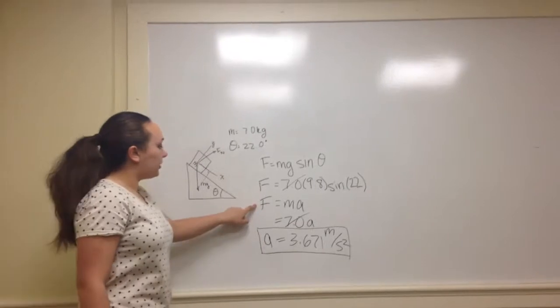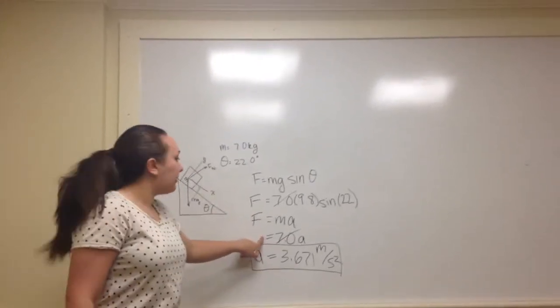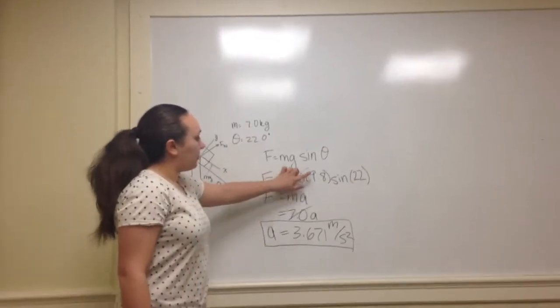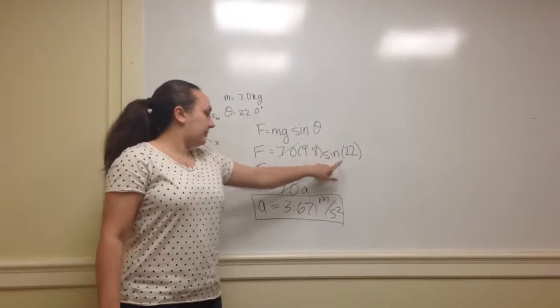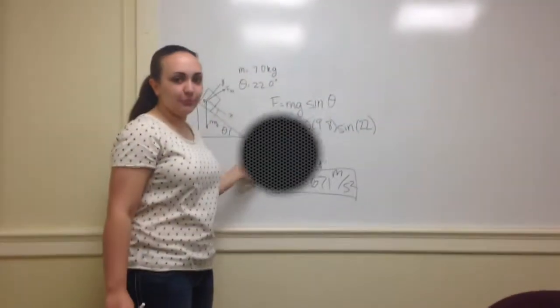And we know that that answer is equal to ma. And because ma is equal to 7 times the acceleration, we can cross out the 7s. And so we divided the answer we got by 7, and we got an acceleration of 3.671 meters per second squared.